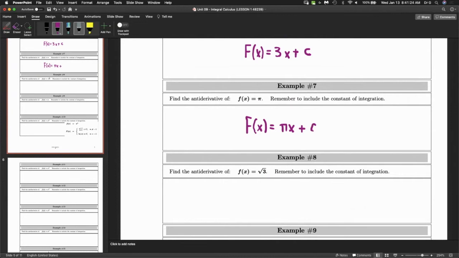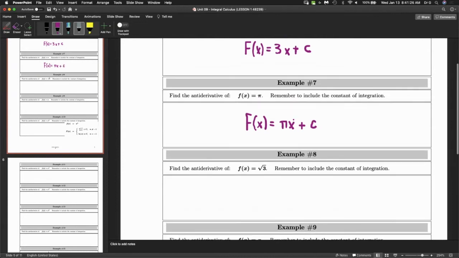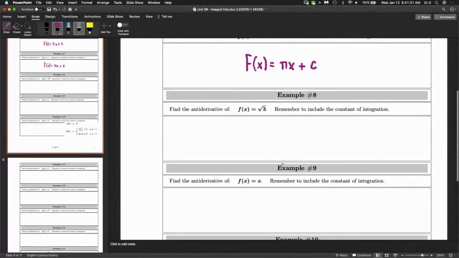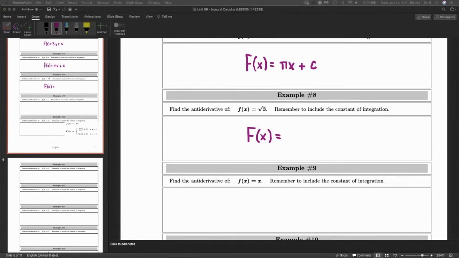Now, why am I wasting so much time with constant values? I thought it would be something quick to do. I think that the best way to learn these things is through a lot of repetition anyway. What's the antiderivative of root 3? If you're not sure how to type root 3 in the chat, you can type in this. That'd be good enough for me. So what's the antiderivative of this?